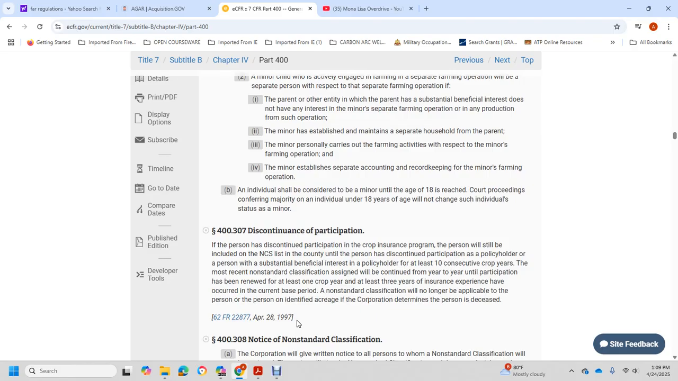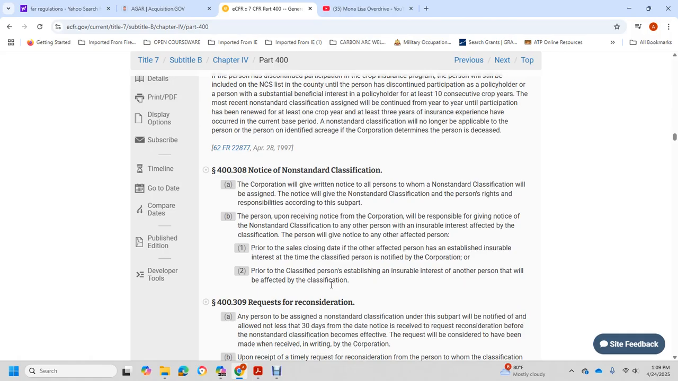If the person discontinues participation in the crop insurance program, the person will be included in the non-standard classification system listed with the accounting until the person discontinues. A person determined to be a policyholder with substantial beneficial interest in the policy over at least 10 consecutive years of the most recent non-standard classification will be continued from year to year, until the person has at least one copy of at least 3 years of insurance experience, after which the non-standard classification will no longer be applicable. Person or persons identified by the acreage of the corporation, term of the person deceased.